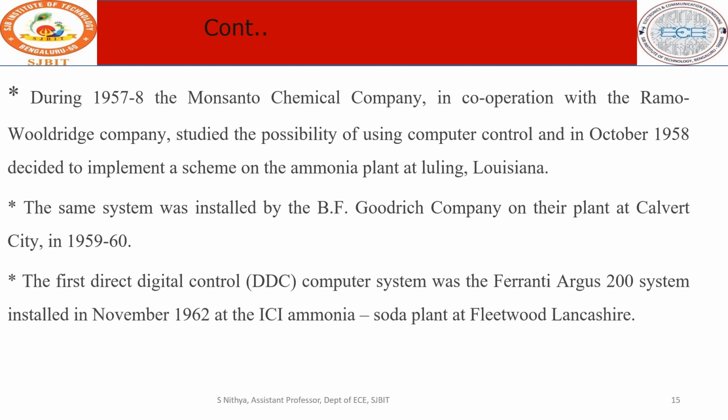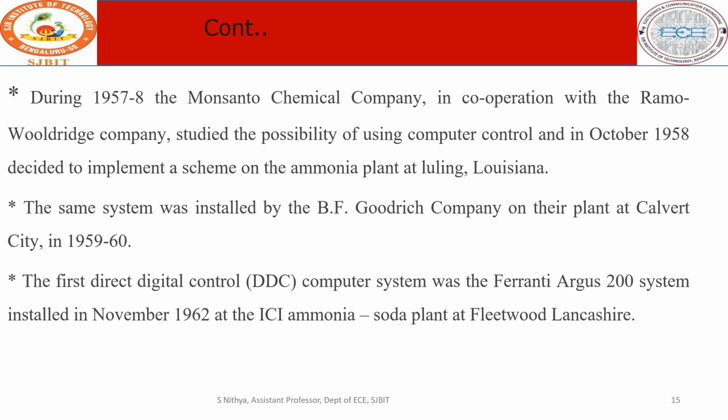That chemical company, in cooperation with the Ramo-Wooldridge company, studied the possibility of using computer control, and in October 1958 decided to implement the scheme on an ammonia plant. So that company decided to use a computer control system in a chemical plant, and a similar system was installed by the PF Godrej company on their plant in 1959 to 1960.